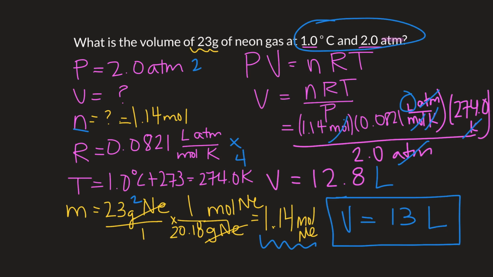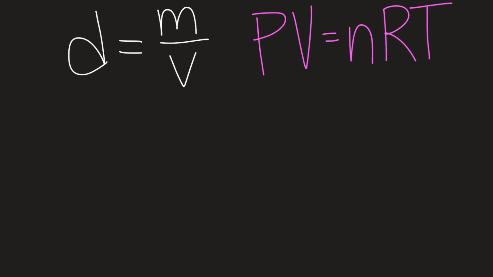So I wanted to take you through an example that was a little bit more challenging than just being given 3 out of the 4 variables in PV is equal to nRT. This is combining stuff you already know about molar mass. We're going to take a look at another equation that we haven't seen in a little while: D is equal to m over V. That's density is equal to mass over volume. And what we have in common in both the density equation and the ideal gas law is the volume. So if we solve each of these for volume, then we can set them equal to one another.